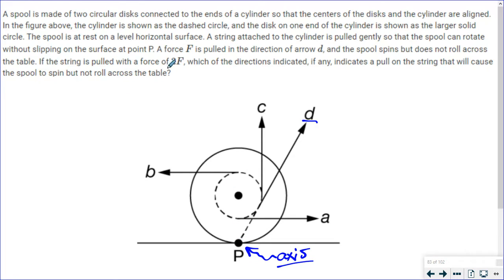So it says if the string is pulled with a force of 2F, which of the directions indicates a pull on the string that will cause a spool to spin but not roll across the table? You should be thinking about the same thing that happened before. Well, we need D again so that moment arm is still 0. Kind of a weird question, because if there's any friction between these two, depending on how large that force is, you could lift that yo-yo up and it would start rolling. But the thing they wanted to look at is the moment arm there.